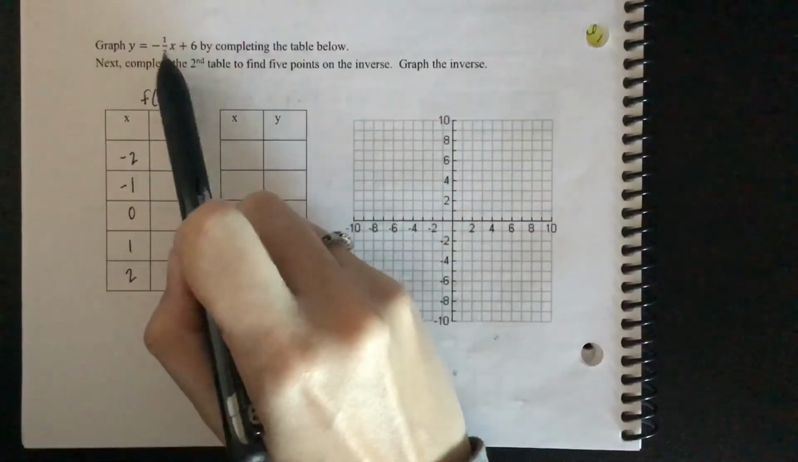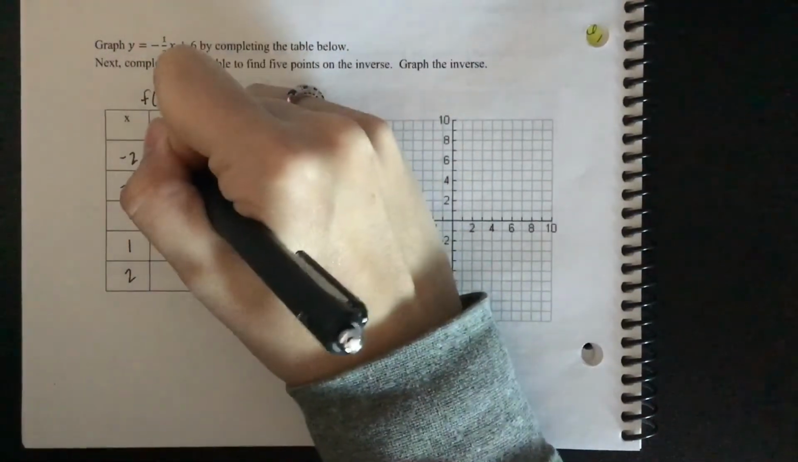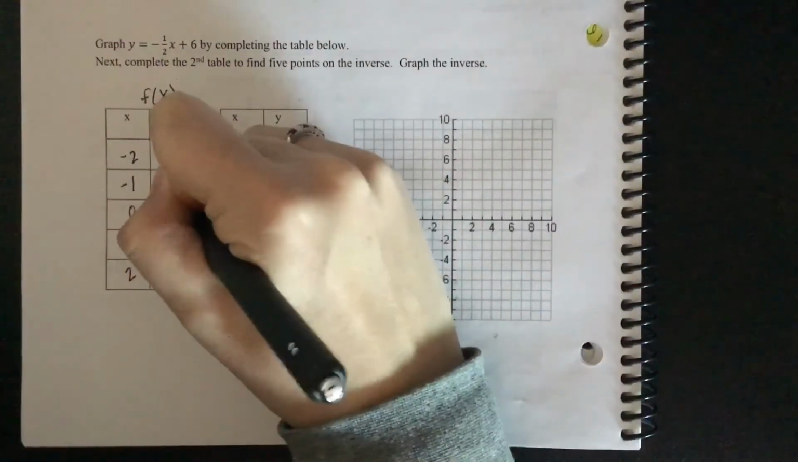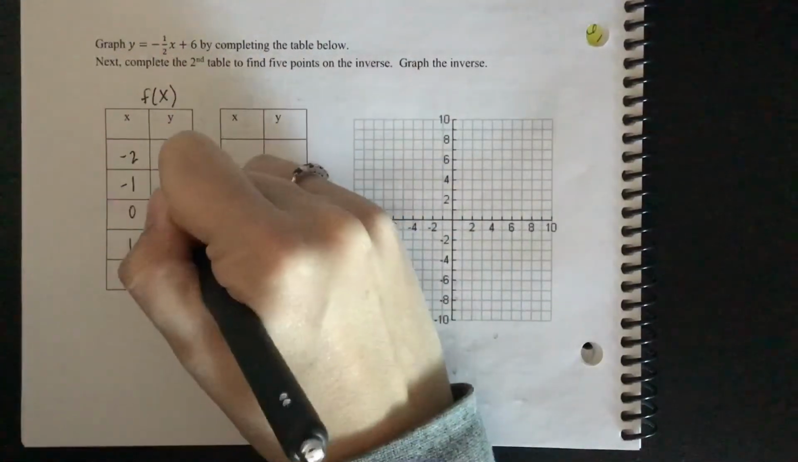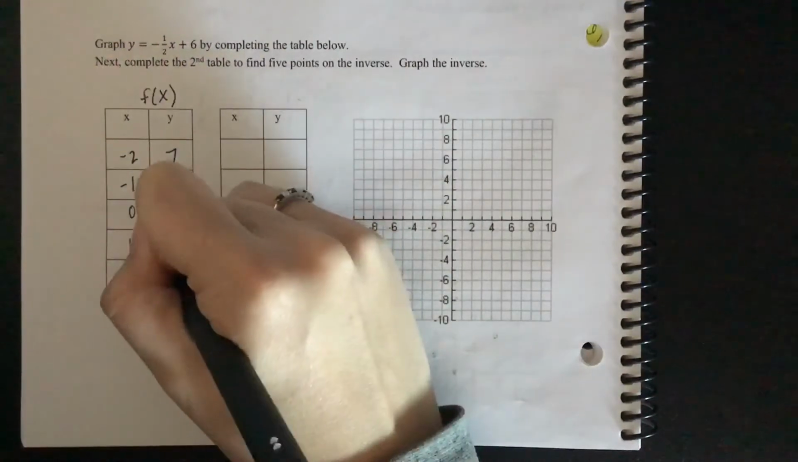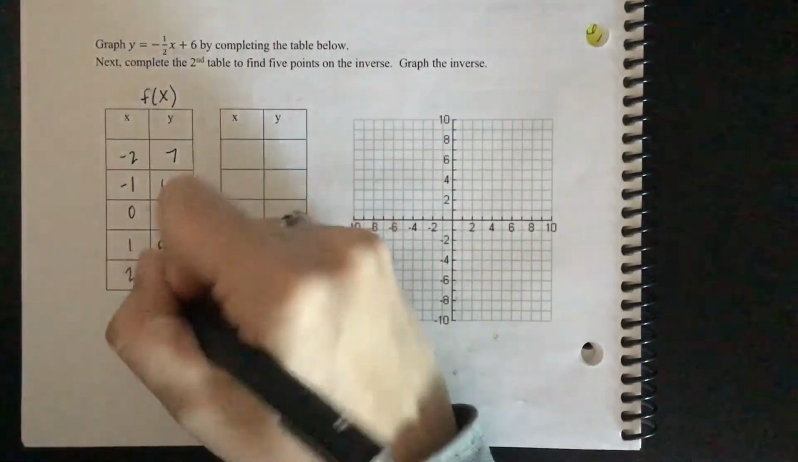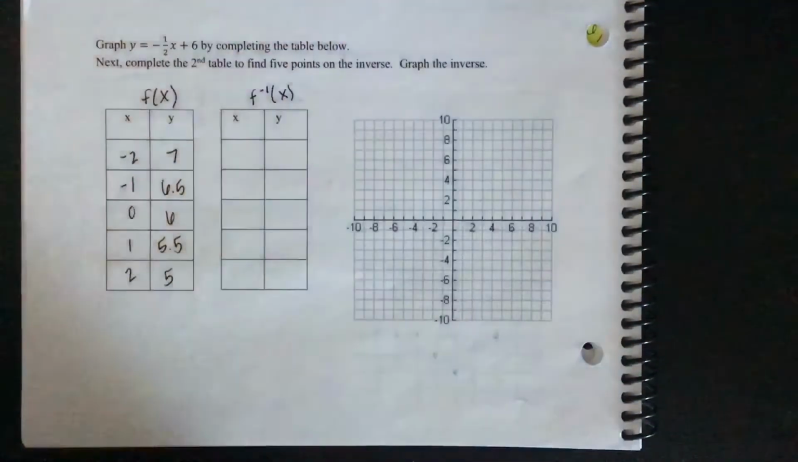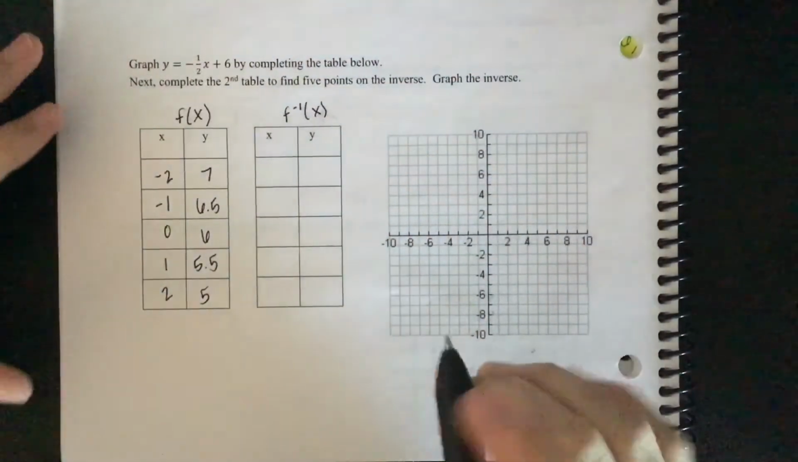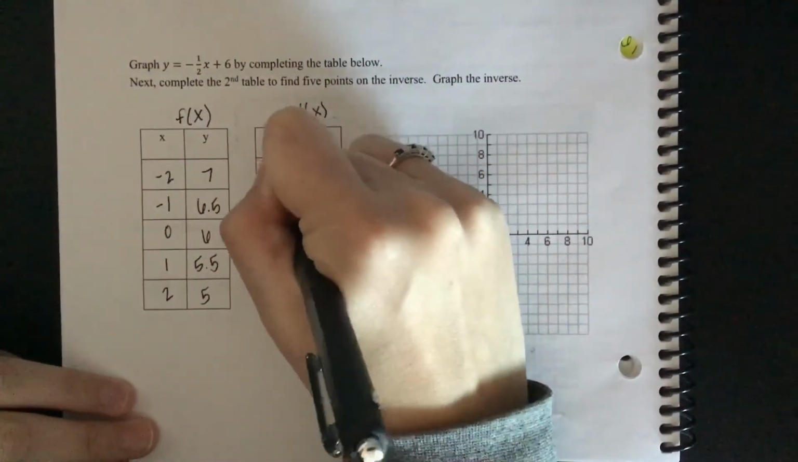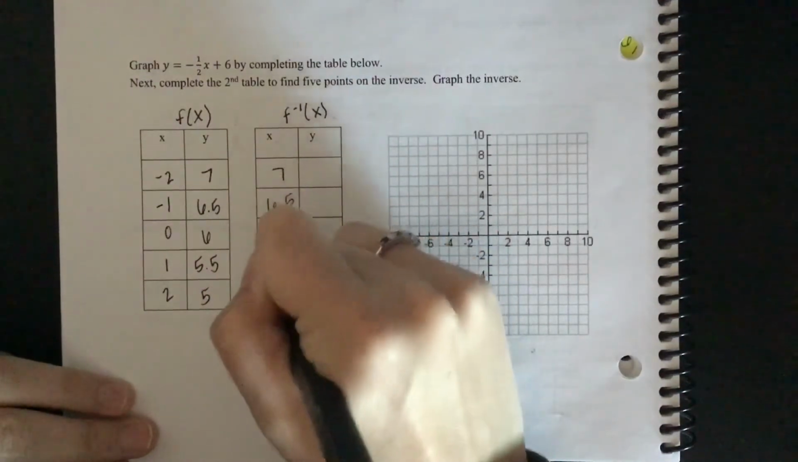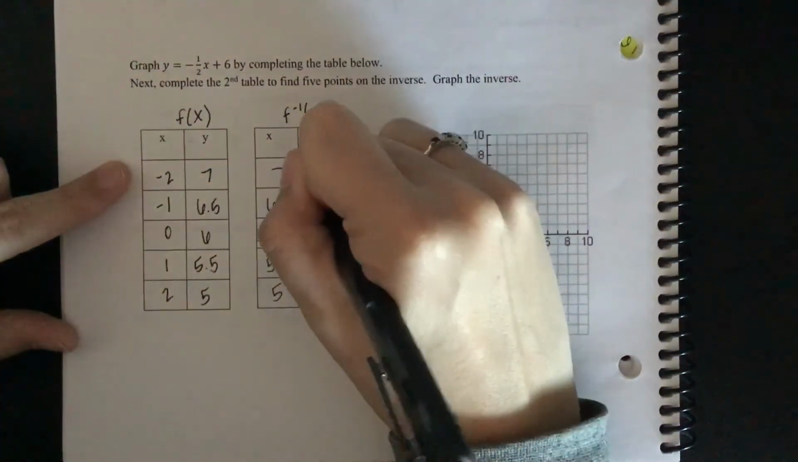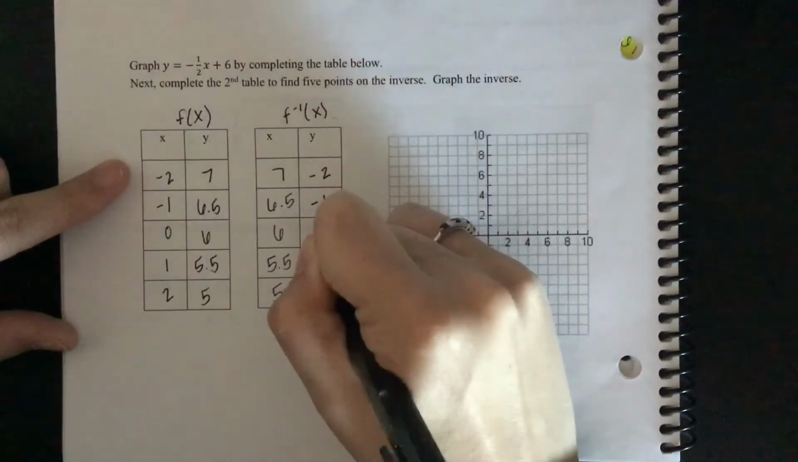All right, -2 times -1/2 is +1 plus 6 is 7. -1 is 1/2 plus 6, so 6.5. 6. 5.5. 5. Now f inverse of x. Flip your x's and y's, so 7, 6.5, 6, 5.5, 5, and -2, -1, 0, 1, 2.